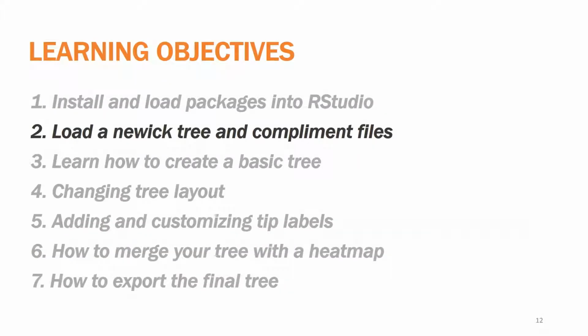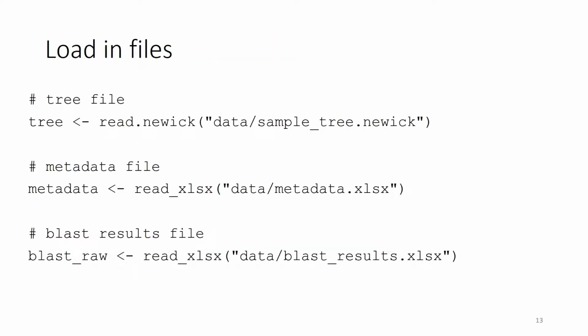Next, we're going to load in our files. As I mentioned, we have 3 files to load in today, and we will view and possibly tidy some of them later on. The first one is the tree file, and we'll use read.newick with the sample location in quotes. And then I assigned it to an object called tree. The metadata and blast files can be read in using read_xlsx with the file location.